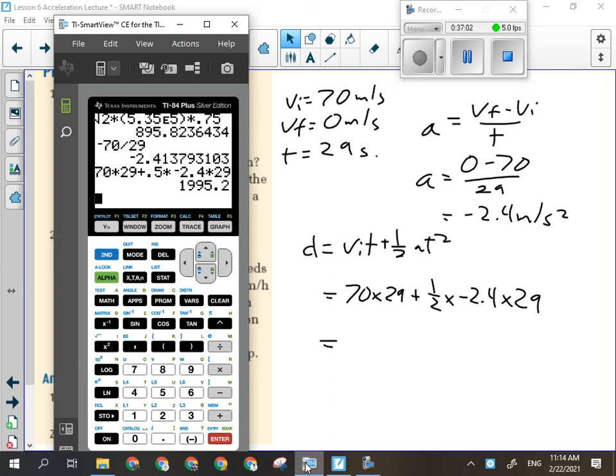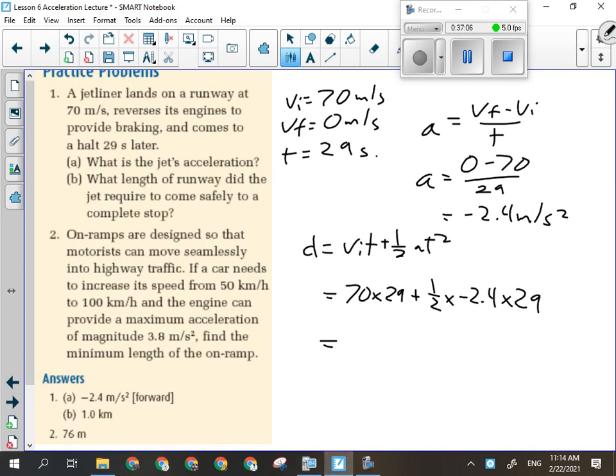I didn't square the 29. That's exactly it. Okay, so yeah, 1.0 into the 3 meters, or 1 kilometer, okay, would be our answer for that one. Okay, how many people have done number 2? Okay, I'll give you a couple more minutes to finish up number 2, and then we'll go over that one.